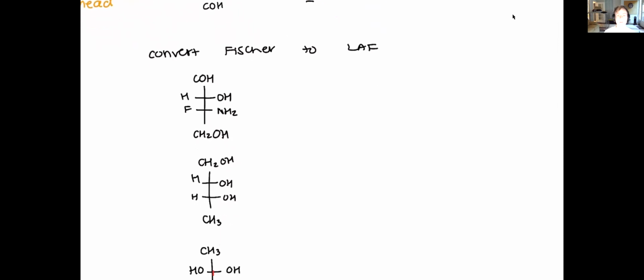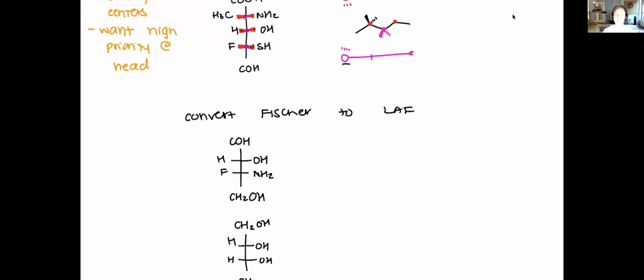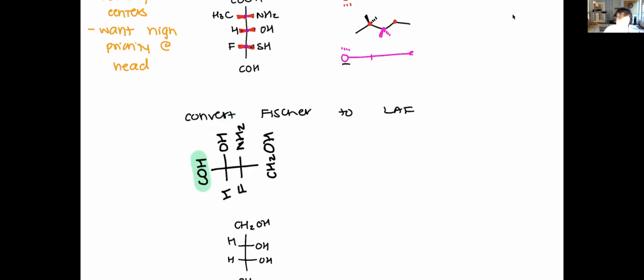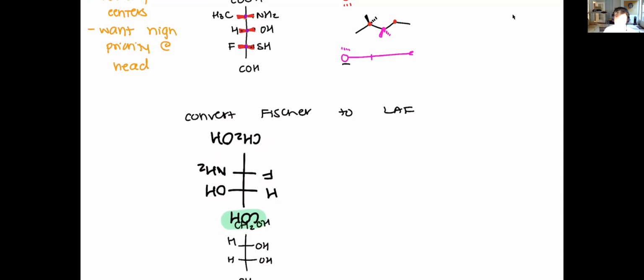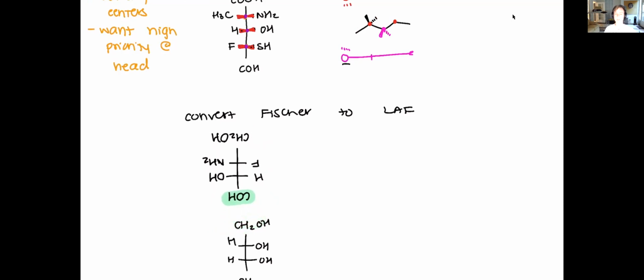But in this case, it is important that you draw them with the higher priority at the head and at the top. Like in this case, we want the higher priority there. But if you have it flipped like this, while that's not necessarily the best answer, it's still correct. You may only get partial credit, but you're still drawing an equal representation. The rule is we want the highest priority at the top.